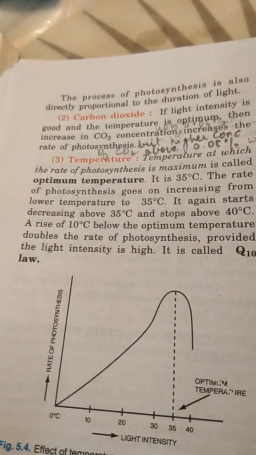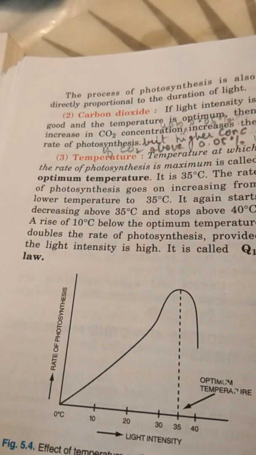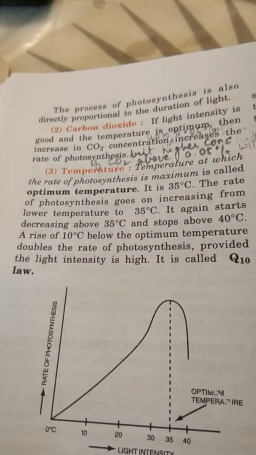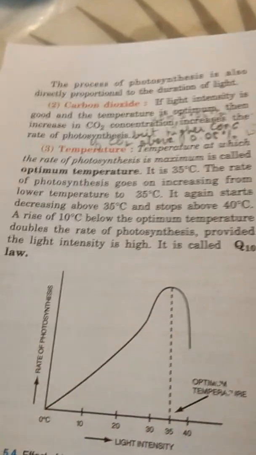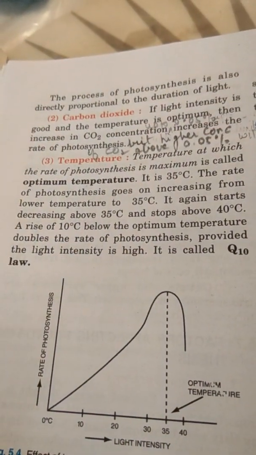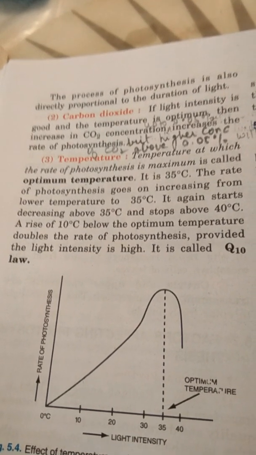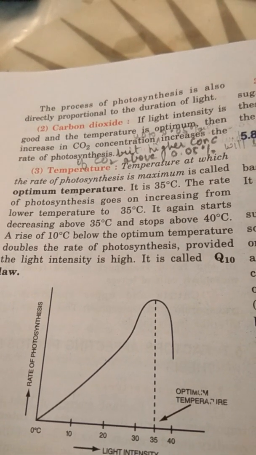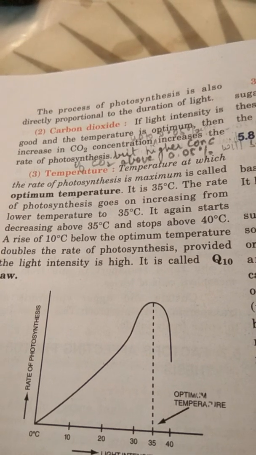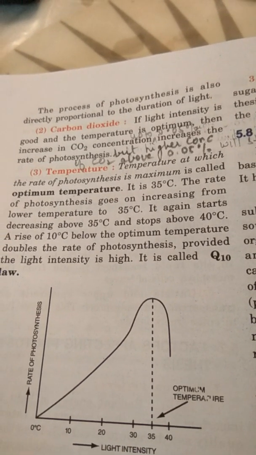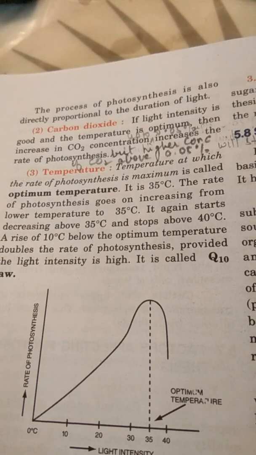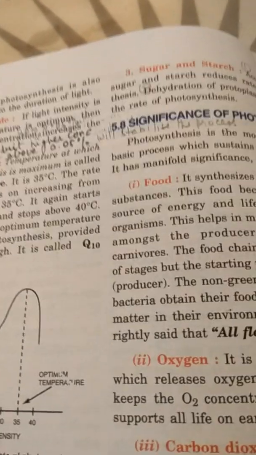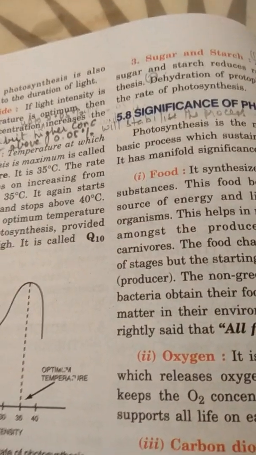Then the second external factor is carbon dioxide. If light intensity is good, neither too high nor low, that is, optimum light intensity, and the temperature is also optimum, the best suitable temperature, that is 35 degrees Celsius, then increase in carbon dioxide up to 0.05% will increase the rate of photosynthesis. But higher concentration of carbon dioxide above 0.05% will stop or will stabilize the process.